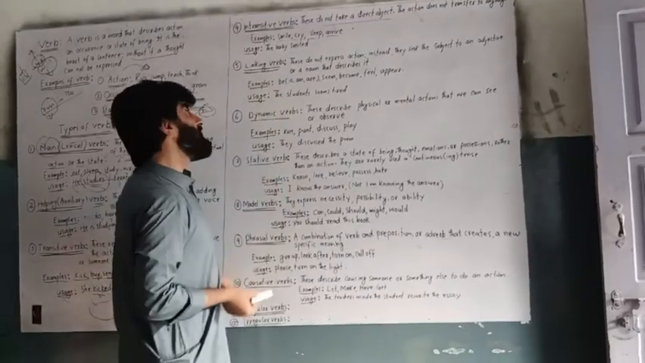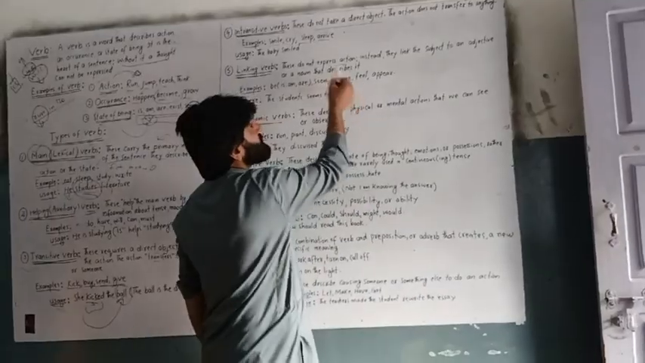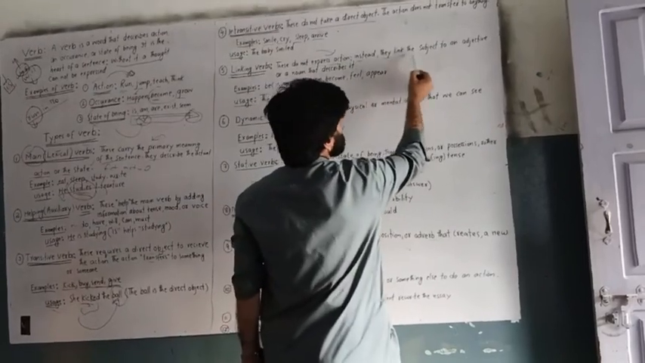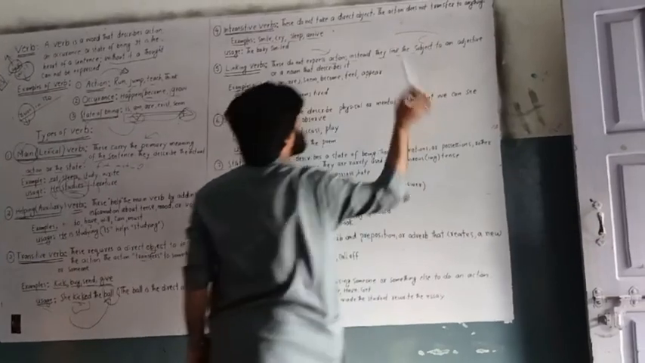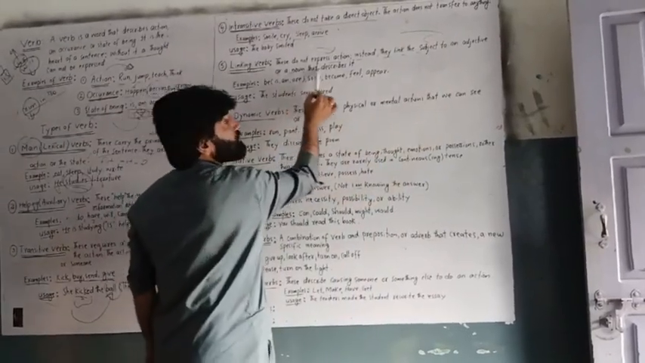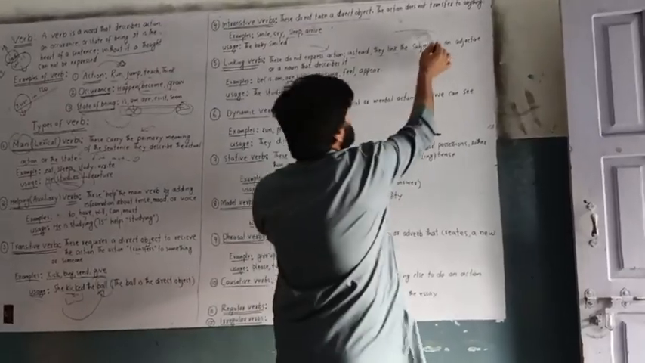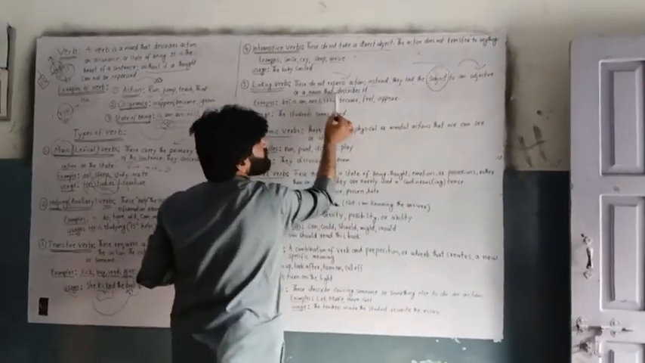And the fifth one is linking verb. They do not express action. A linking verb has no function to express an action. Instead, they link the subject to an adjective or noun that describes it. What is the function? It will link the subject to an adjective or noun to describe.